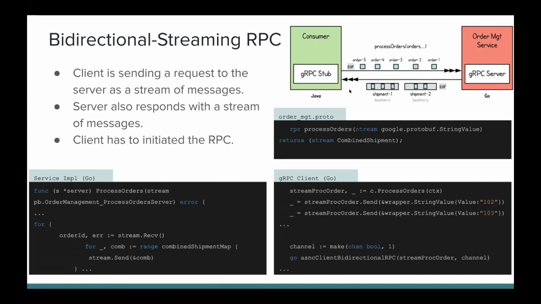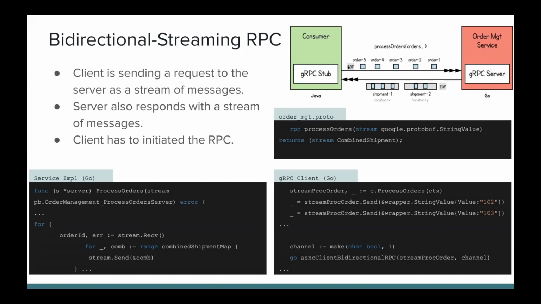Okay, so the next pattern we have is bi-directional streaming RPC. This is sort of a combination of server and client side streaming. This is slightly complicated if you look at the details of the business logic, but let's try to understand it using an example. In this example, I'm sending a collection of order requests to be processed by the order management service. And once it is processed, what you get is a collection of shipments.